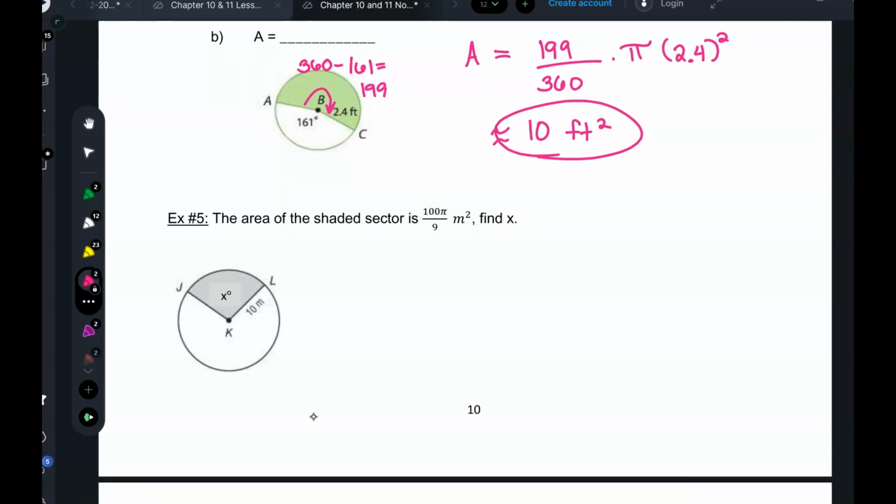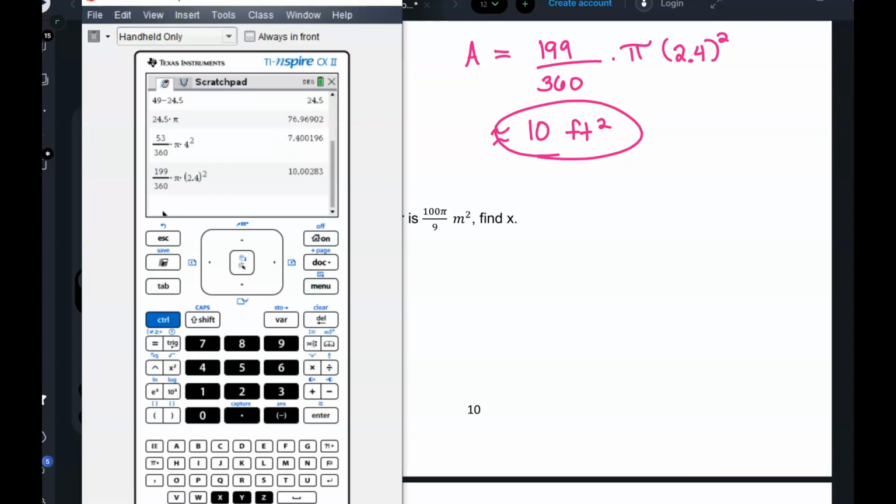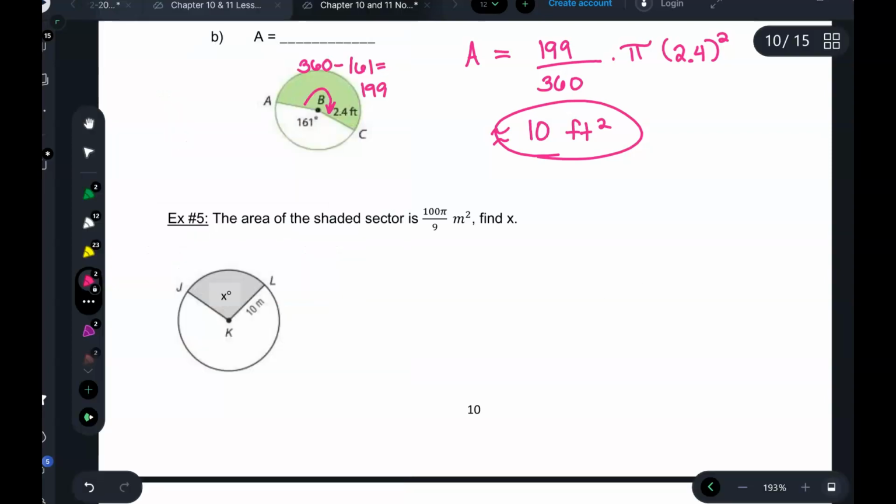Okay, last one. Where's the squared button? Right here, where it says x squared. You can also use the caret symbol here and put a 2 in. Wait, why'd you do 199 instead of 161? Because you subtract. What's 360? What's the angle where it's shaded?